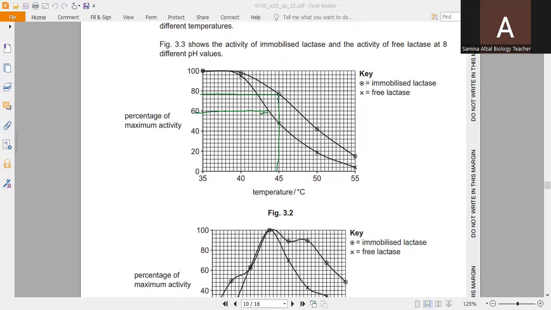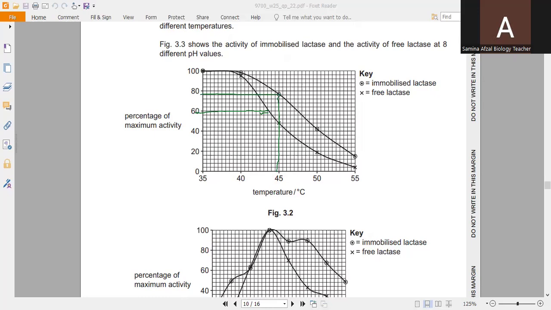So the immobilization process stabilizes the tertiary structure of the enzyme. This makes it less susceptible to denaturation by heat, allowing the reaction to be carried out at higher temperatures for faster reaction rates without losing as much enzyme function.